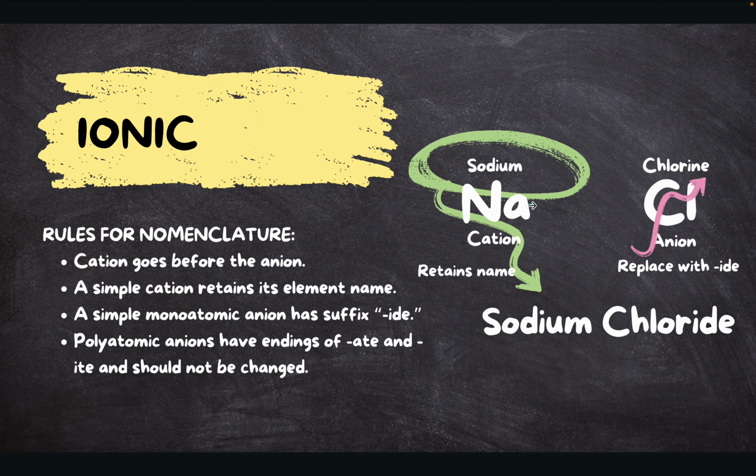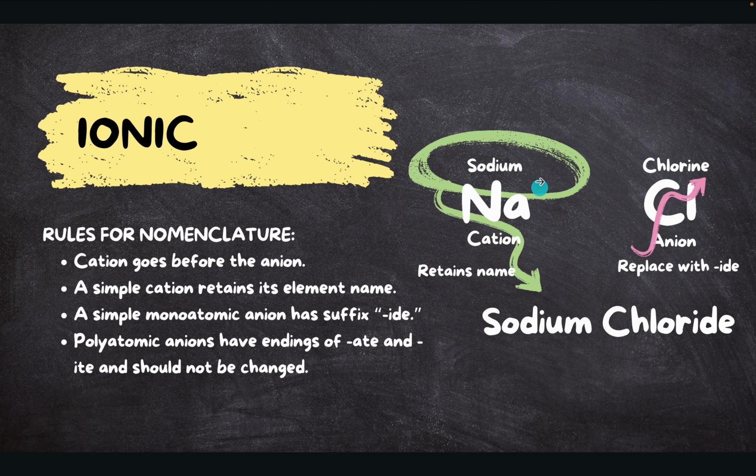Start with ionic. So the rules for ionic nomenclature. The cation goes before the anion. A simple cation retains its name, so the cation doesn't change its name if it's a simple cation. The monatomic anion has the suffix -ide. And polyatomic anions have endings of -ate and -ite and should not be changed.